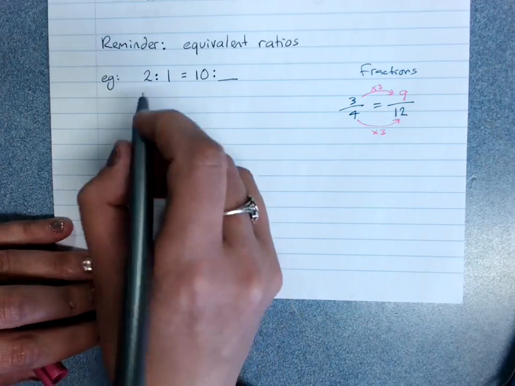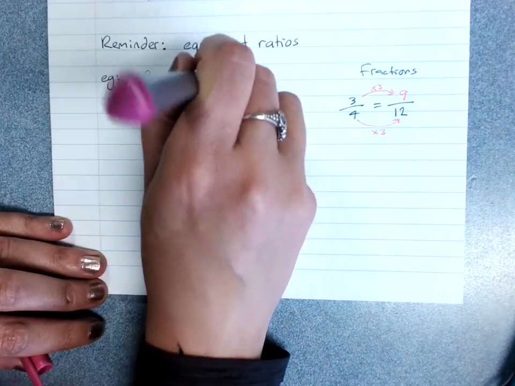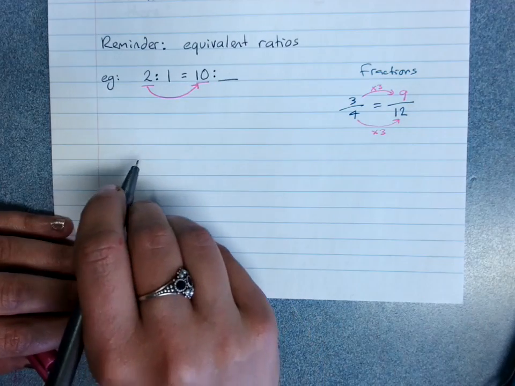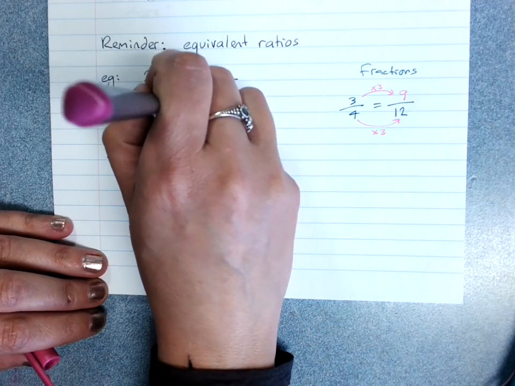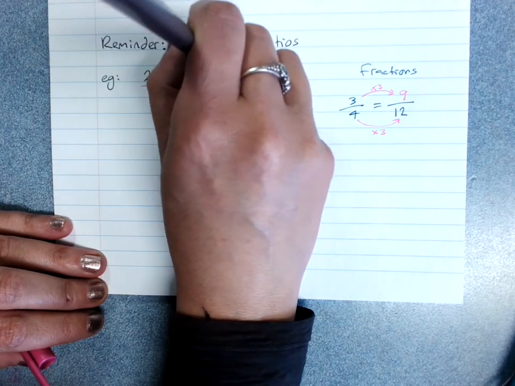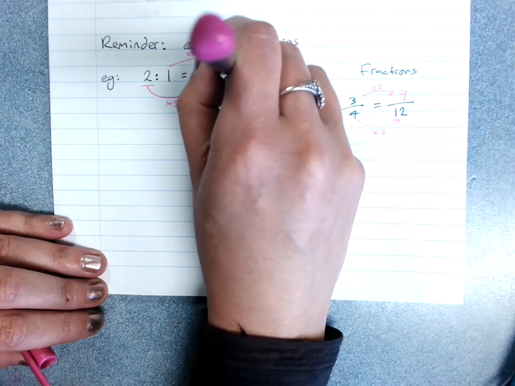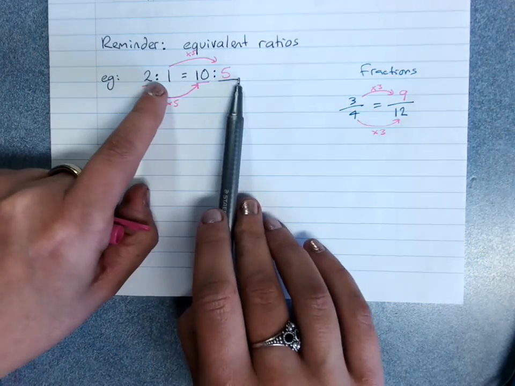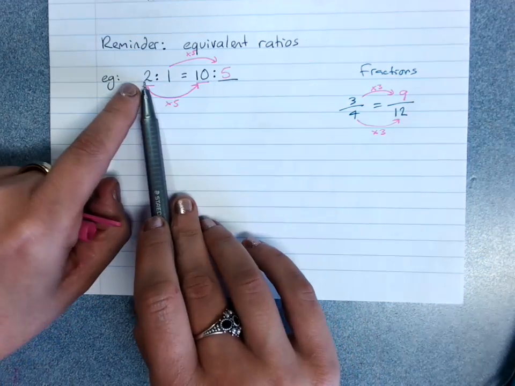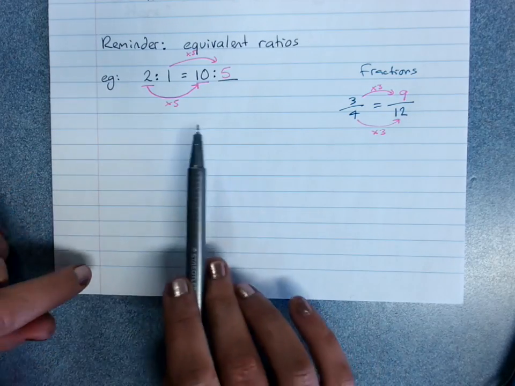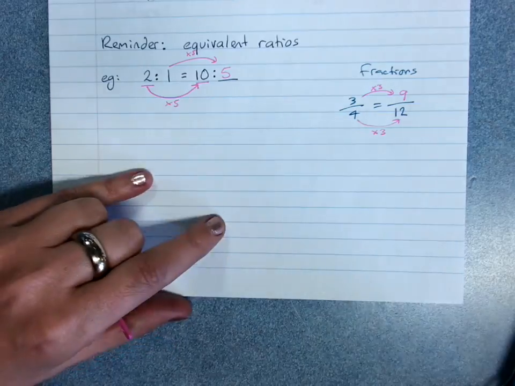Same thing here. The first thing, what did I do to 2 to get 10? It's got to be times or divide. 2 times 5 would give me 10, so I've got to do 1 times 5 to get 5. And they'll always keep the same relationship. This one's half of this one's half of this. So they'll always get that same relationship. That's how you get equivalent ratios.